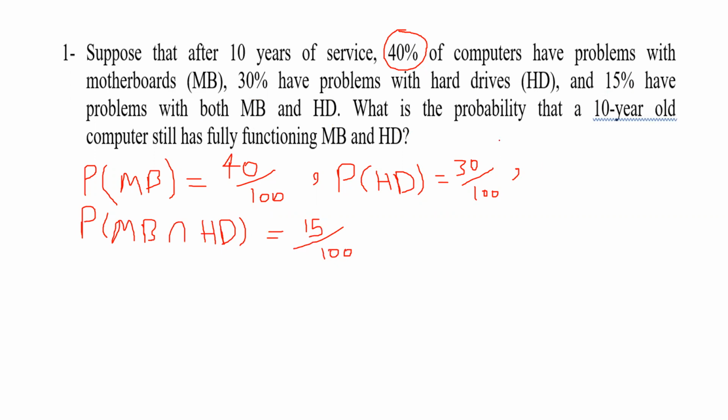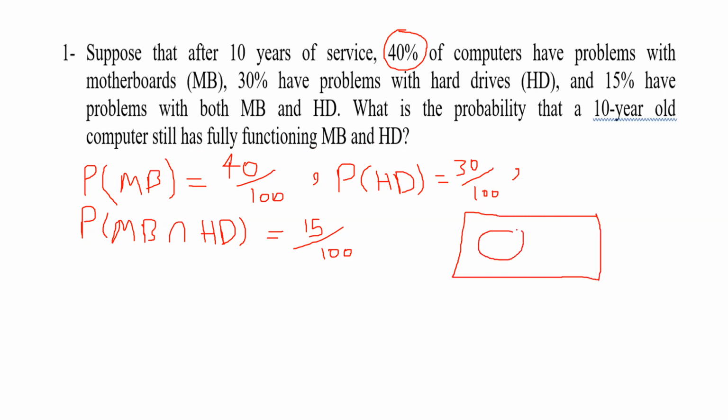Okay, so what's the question? What's the probability that a 10-year-old computer still have fully functioning MB and HD? So in order to solve it, not always we need Venn diagram because you can't directly see that. But if you don't see it right away, you can just try to imagine what's the probability that we are looking for by using Venn diagram.